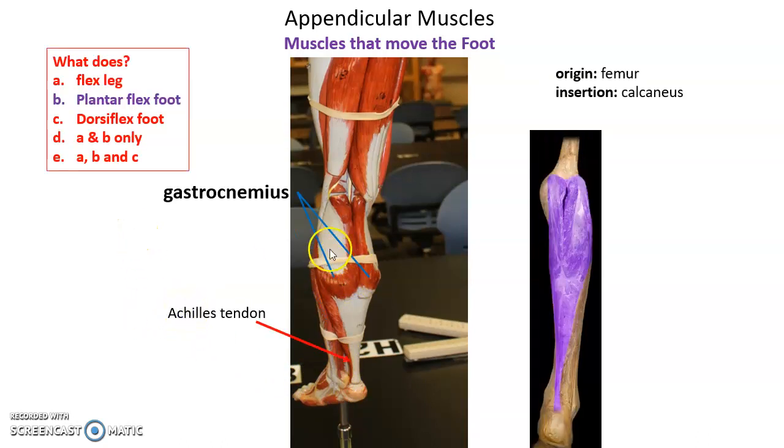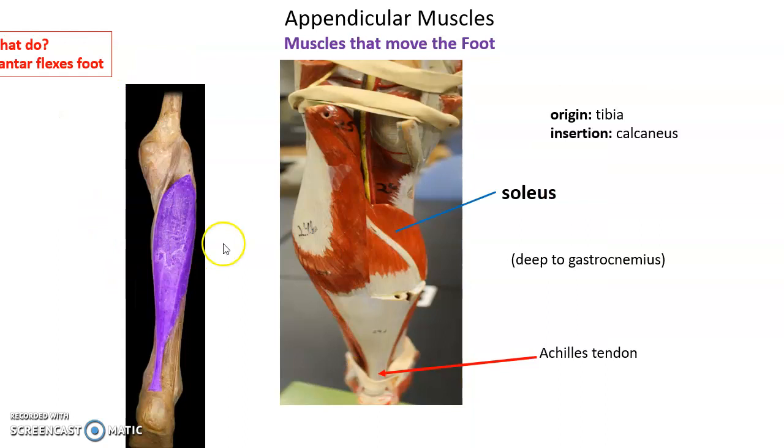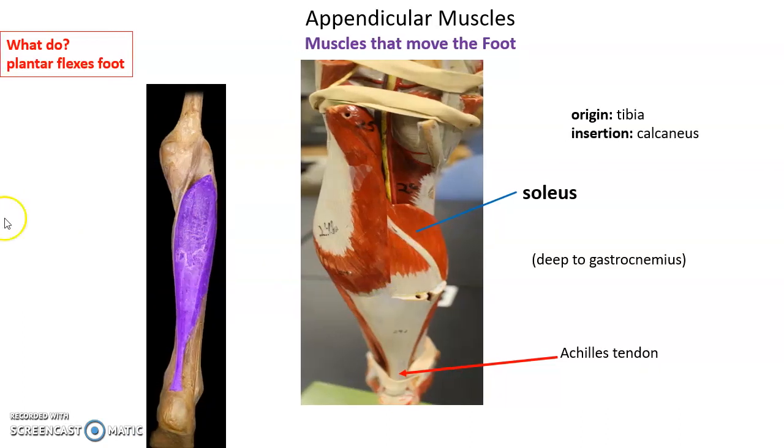We have gastrocnemius, a very large double-headed muscle on the posterior compartment. Its origin is the femur, inserts into the calcaneus, and it plantar flexes the foot, makes it so you can stand on tippy toes. And then underneath gastrocnemius, we have soleus. Soleus has its origin in the tibia. It inserts into the calcaneus, and it is also able to plantar flex the foot. And that is it for this part of this lecture.